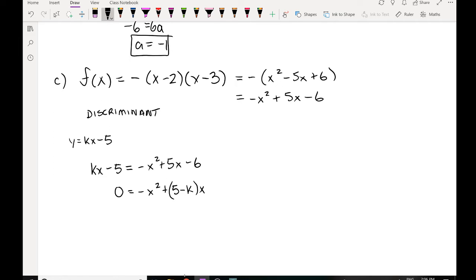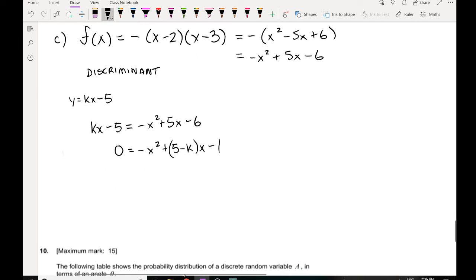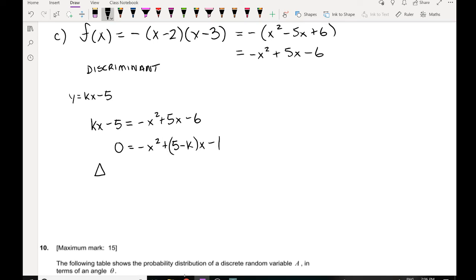So I move it all to one side, add 5 to both sides, so I have minus 1 there. This quadratic equation can only have one solution if they are tangent. That means that the discriminant has to equal 0. So when I find the discriminant here, I do b squared minus 4ac.